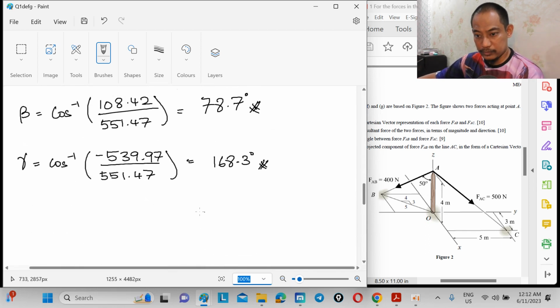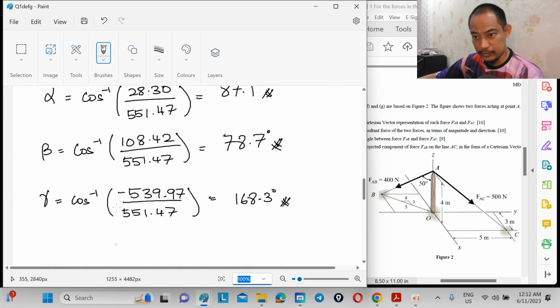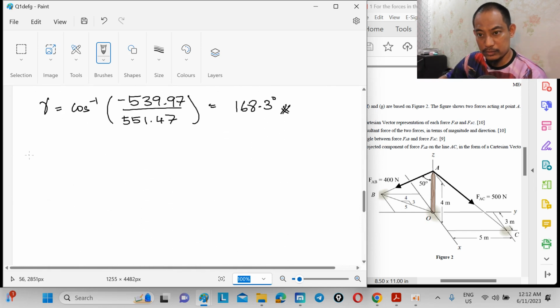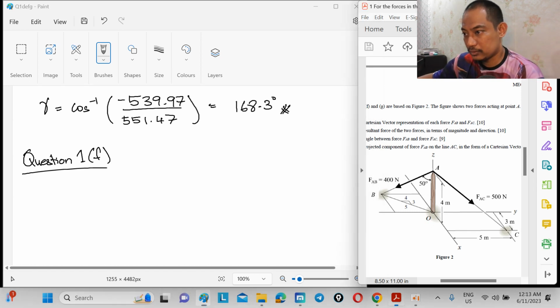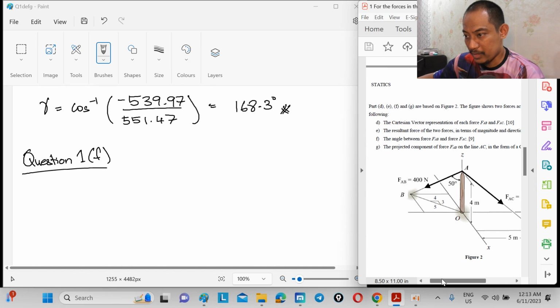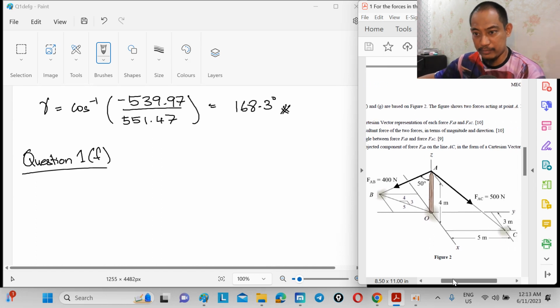Alright, so part 1F, question 1F. What was it? The angle between FAB and FAC. Because we already have both vectors, it's straightforward, we will use it, right?